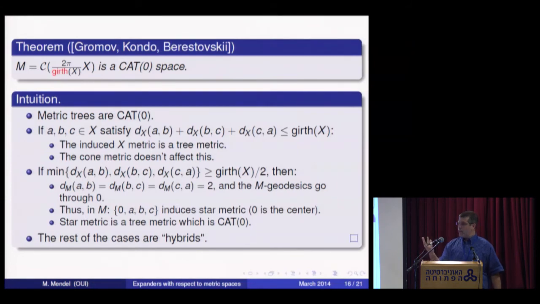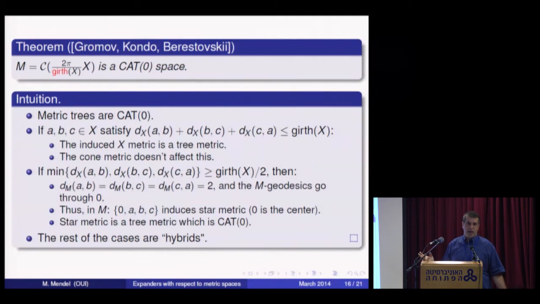Now, if you take any 3 points such that the sum of the distances between them is less than the girth, then it's very easy to see that the induced metric on the 3 points will be a tree metric. A tree metric is cut-zero, so the cut-zero condition would hold for the 3 points. And the whole point of the Euclidean cone in this setting is just not to interfere. This property carries over from the graph; the cone changes the distances, but it keeps this property.